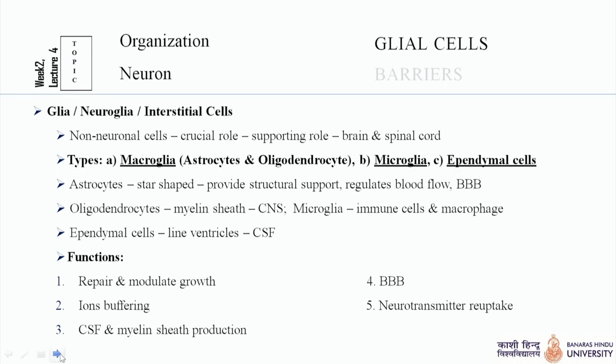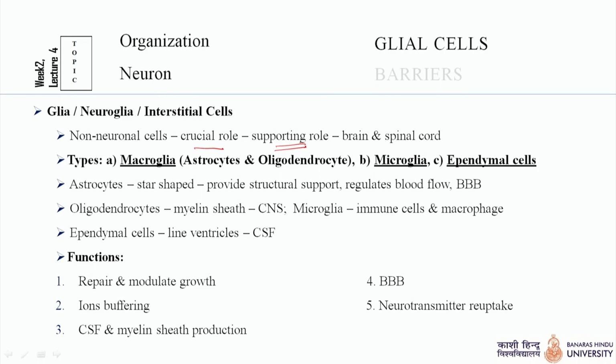Now let us move to the non-neuronal cell present in the nervous system, which is called the glial cell. It is also called neuroglia and interstitial cells. The non-neuronal cells play a crucial role as supporting cells in the brain as well as the spinal cord.